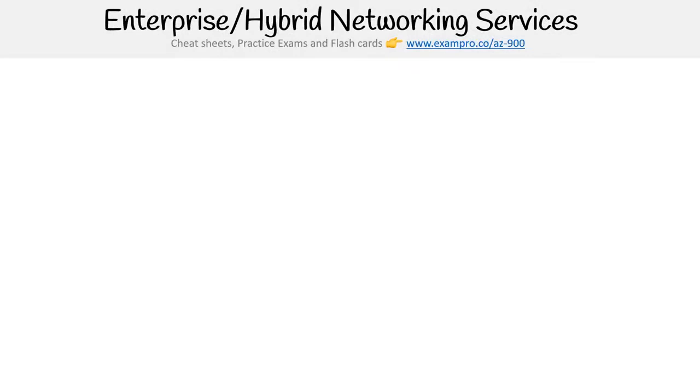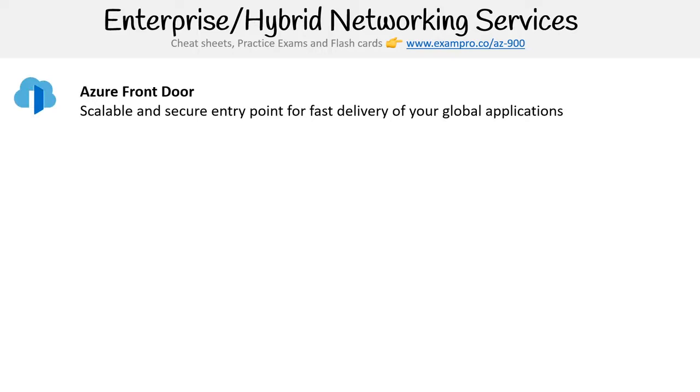So next we have enterprise or hybrid networking services. So this is when you're using networking that is going to bridge on-prem to the cloud. So the first is Azure Front Door. So this is a scalable and secure entry point for fast delivery of your global applications. So it's just making sure you have a secure entry point into Azure from outside.